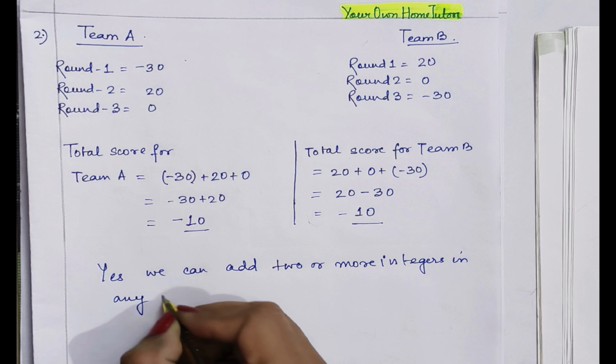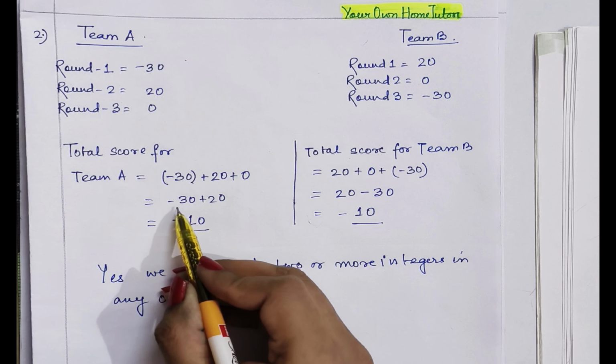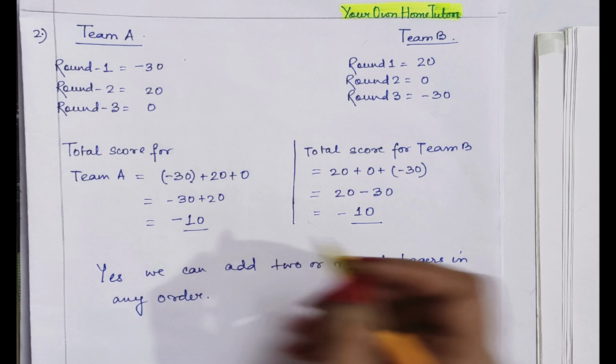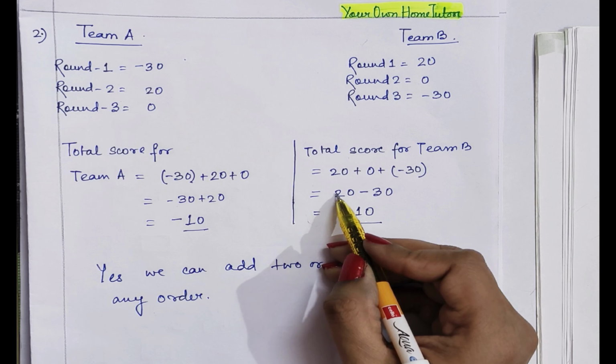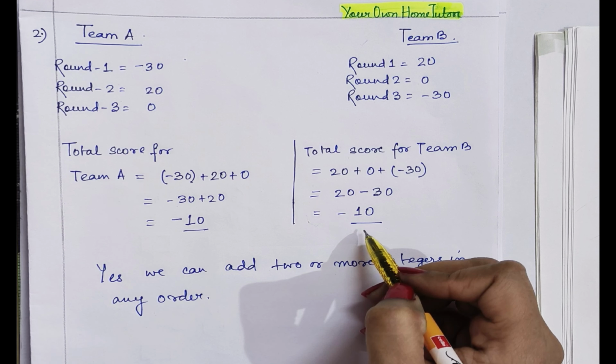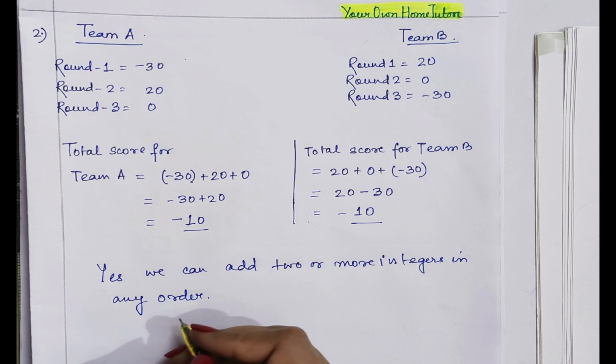And we will be getting the same answer. If I add 20 before minus 30, then also we will be getting minus 10. Here also, if I put minus 30 in place of 20 and then perform the calculation, then also I will be getting minus 10. So addition is commutative.